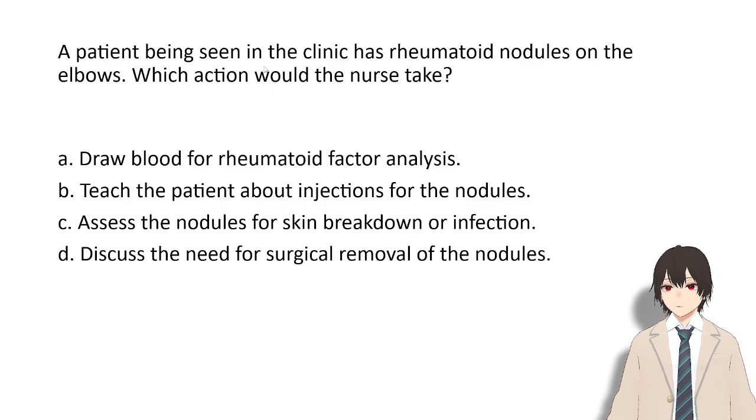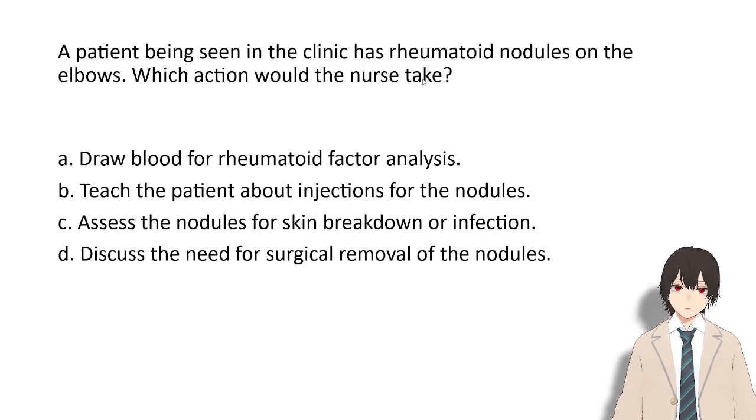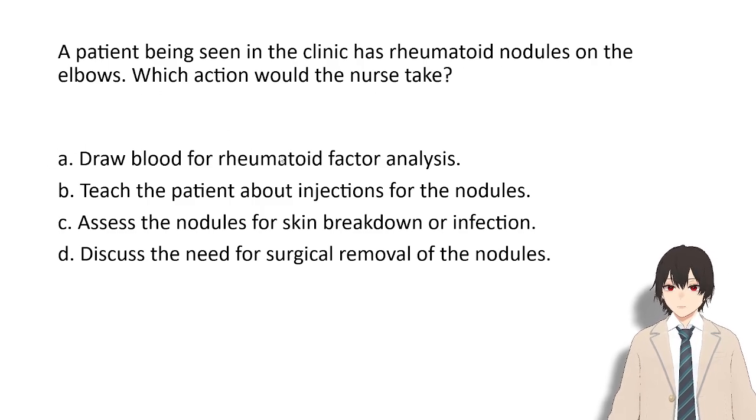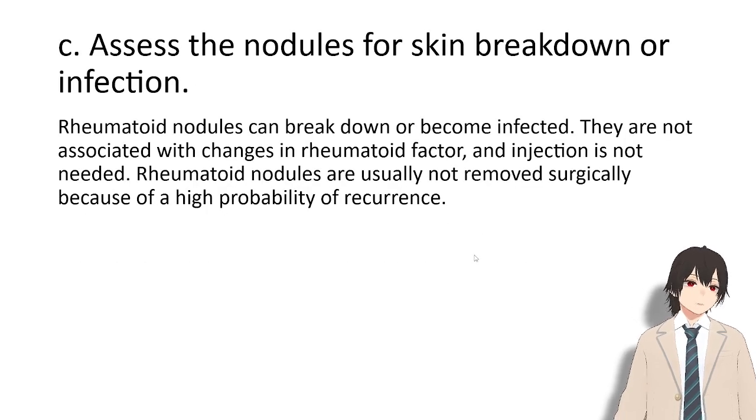A patient being seen in the clinic has rheumatoid nodules on the elbows. Which action will the nurse take? A. Draw blood for rheumatoid factor analysis. B. Teach the patient about injections for the nodules. C. Assess the nodules for skin breakdown or infection. D. Discuss the need for surgical removal of the nodules. Oh, sorry, I didn't count down.